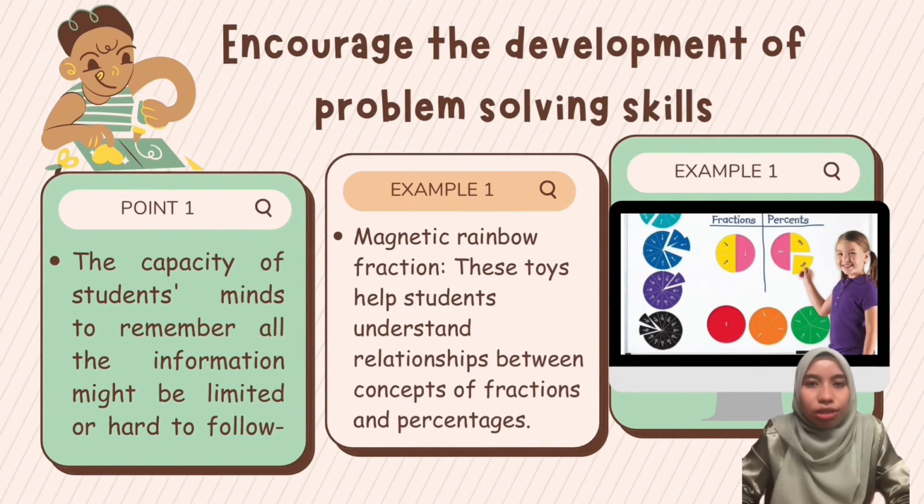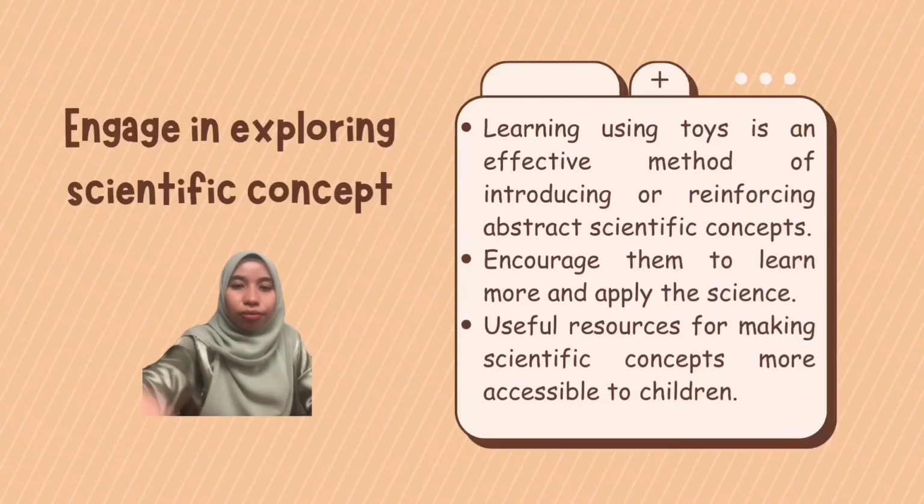But using toys in learning can encounter problems if students just follow the instructions of the toys. For example, magnetic rainbow fraction toys. This toy helps students understand the relationship between the concept of fraction and percentage. Students can solve the question by demonstrating the fraction and percentage manually and are able to calculate the answer. With this, students are also able to handle real-life issues efficiently.